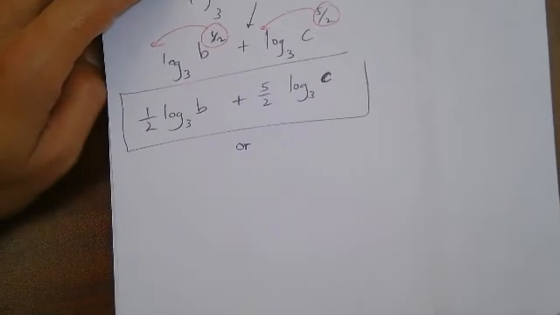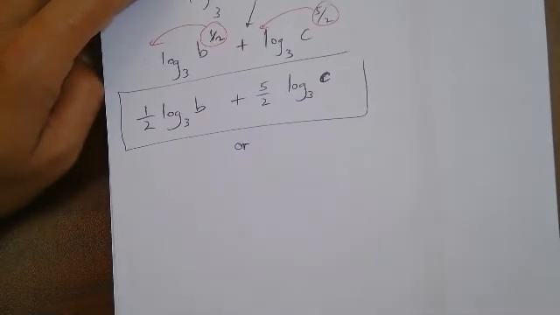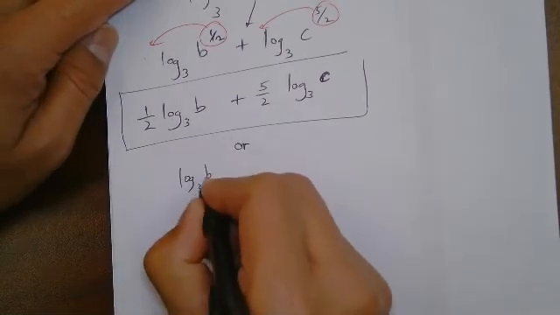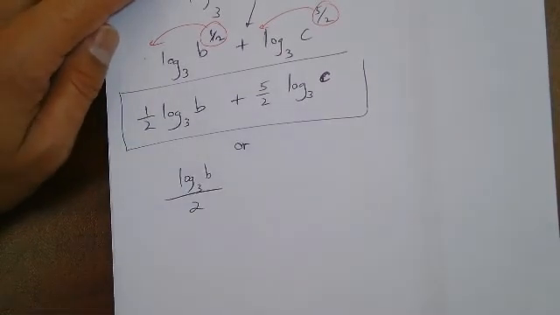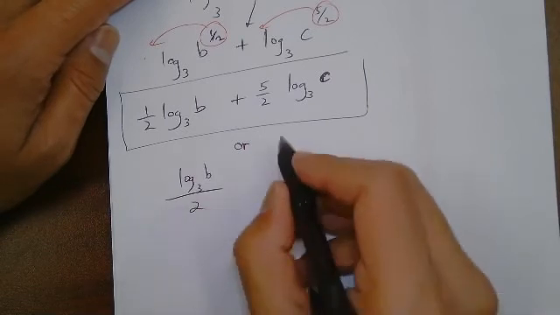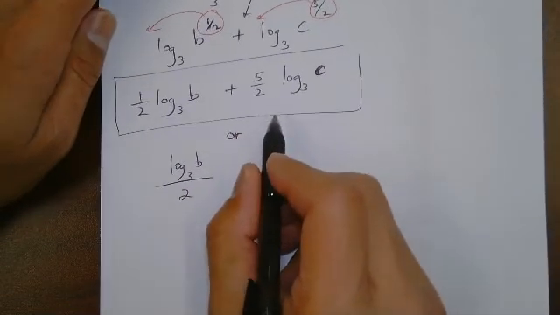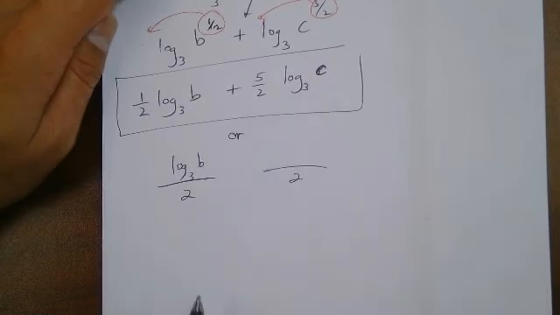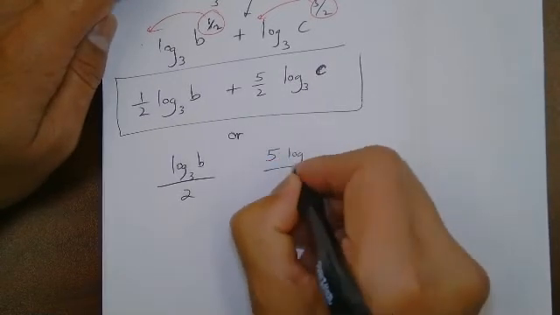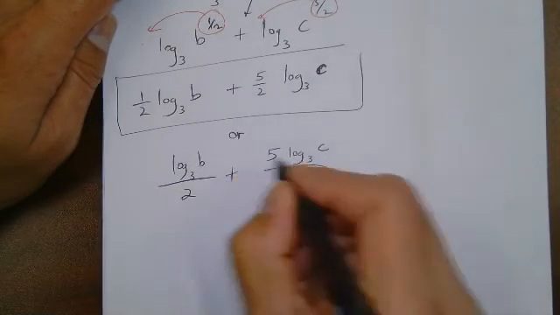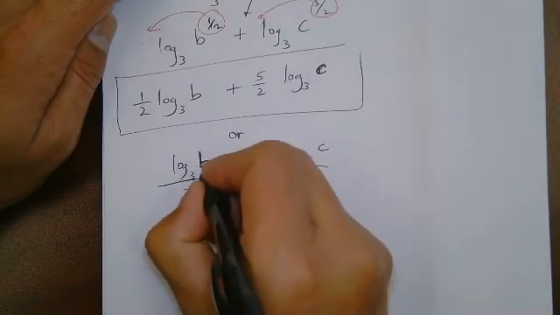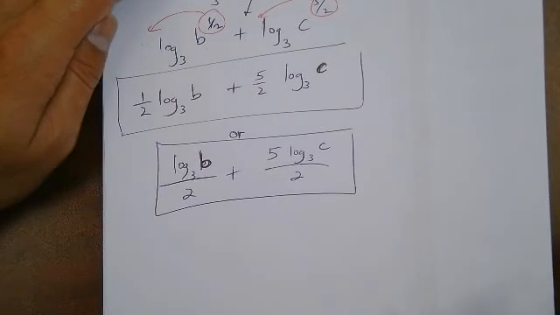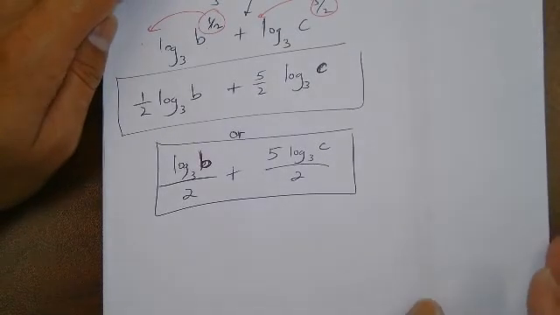Or what's another way to write this answer? What's another equivalent form of this same answer? Remember how they can write it another way? This one would be what? Log 3B over what? 2. And what's this one going to be? What about this one? Well, I know the 2 is in the bottom. What's going to go on top? 5 log 3C. You guys see it? Are we good?